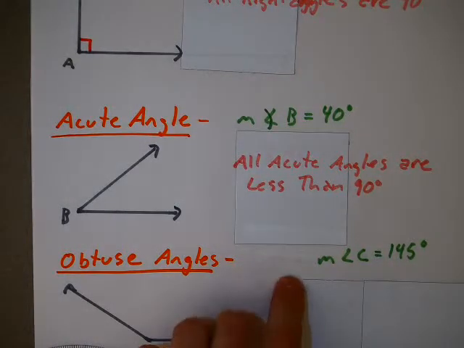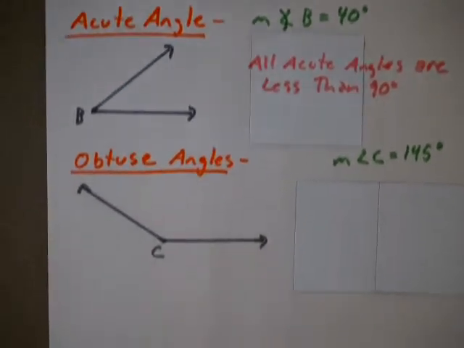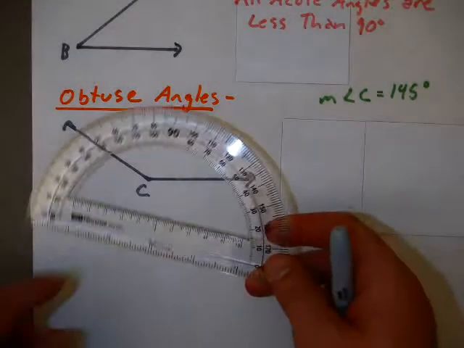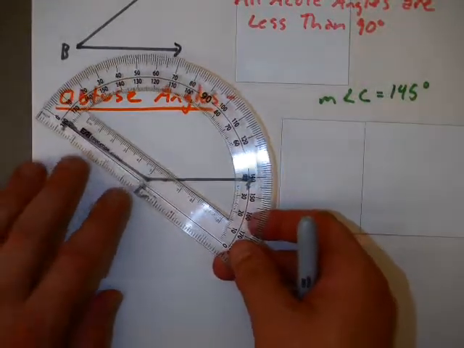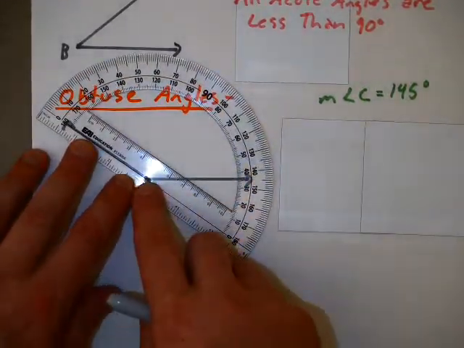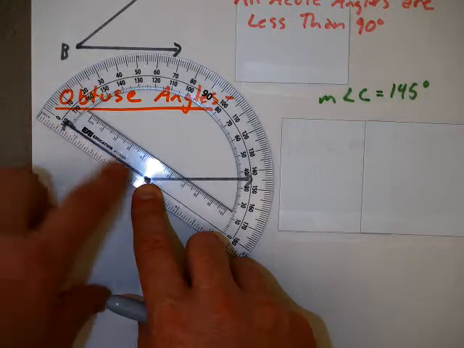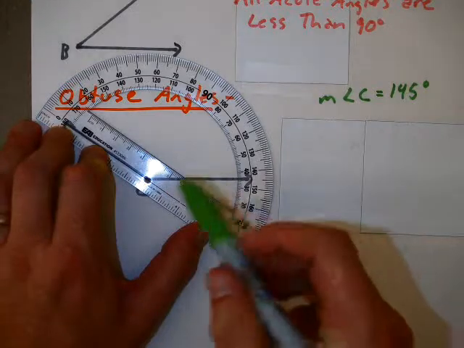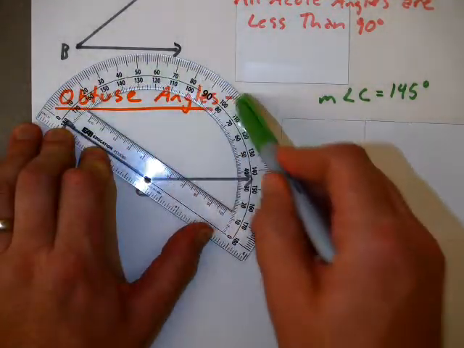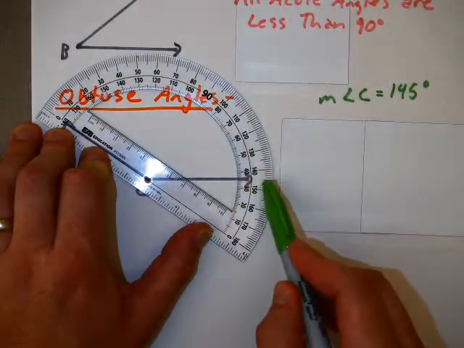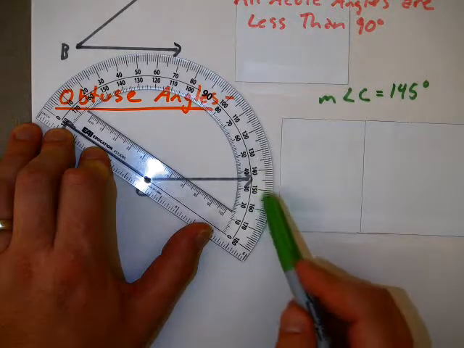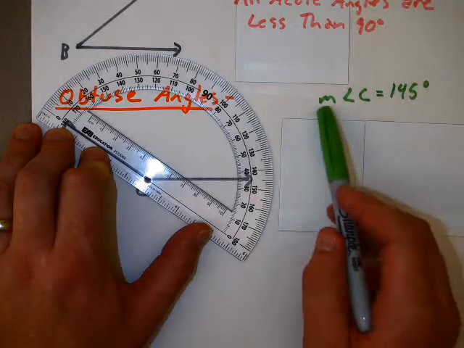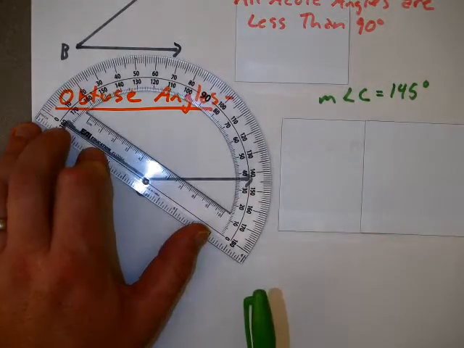And then finally, the obtuse angle. See angle C. You know what, I'm going to use a different scale this time. I'm going to put again the hole right on the vertex. I'm going to line up this line, and I will go around. I'm going to use the top scale this time. I'm going to look, and it goes up to right about this line right there, which is between the 140 and 150, so it's 145. So the measure of angle C is 145 degrees.